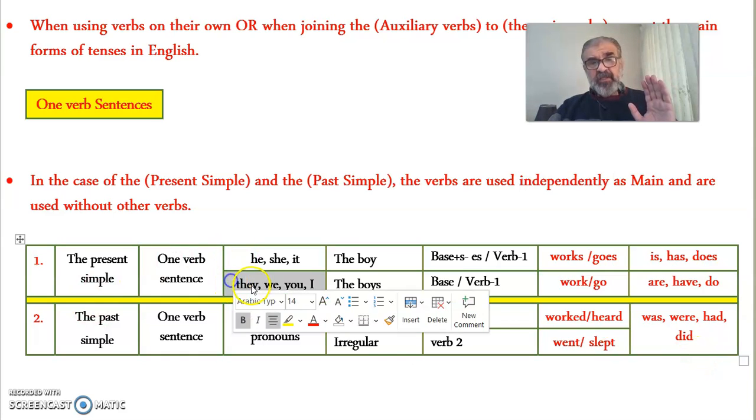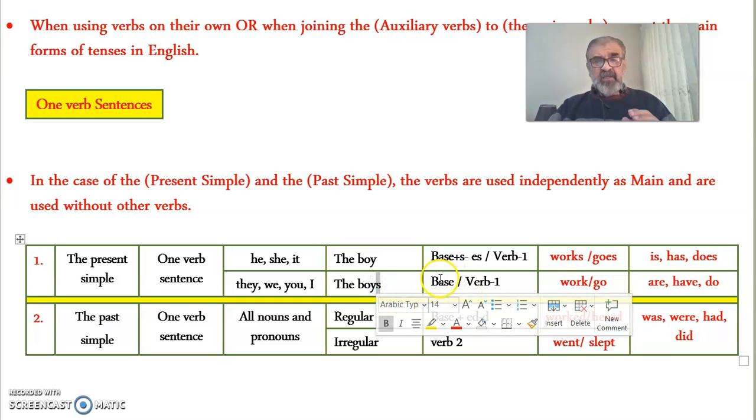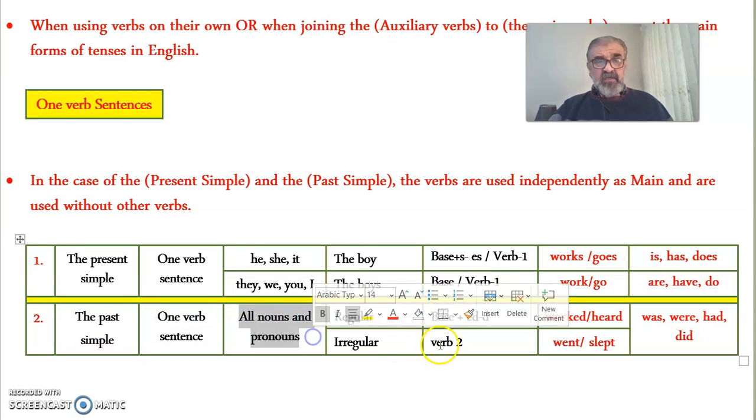Now, with regard to the pronouns they, we, you, and I, or the boys, which we are referring to as plural, the verb comes as is, with no addition, as if it is the infinitive, like work and go, and the other helping verbs are to be, have, and do. Now, with regard to the past simple, again, for all pronouns and nouns, don't forget that past simple verbs can either be regular or irregular. Okay, now, regular or irregular.